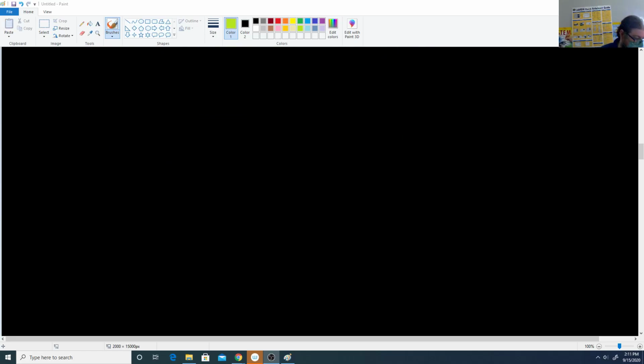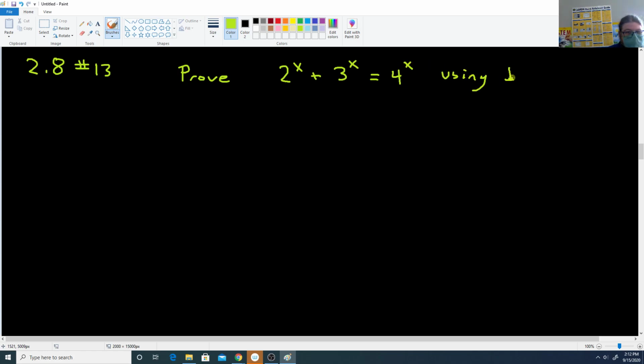Okay, for another intermediate value theorem example, we're going to look at problem 2.8, number 13. So this one says, prove that 2 to the x plus 3 to the x equals 4 to the x using the intermediate value theorem.